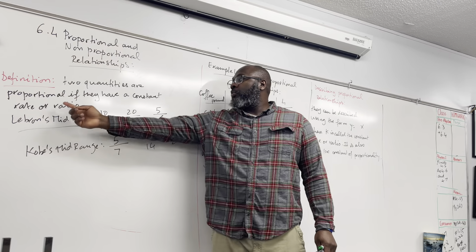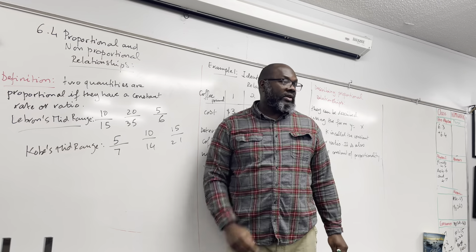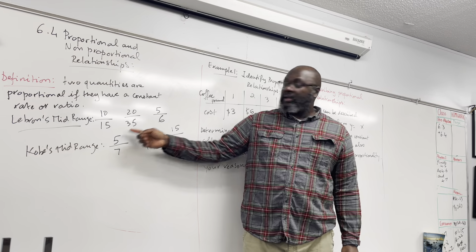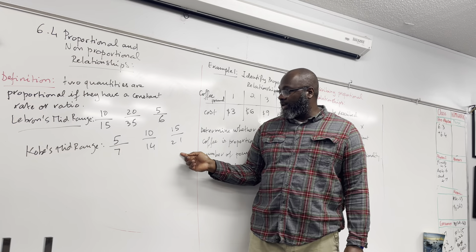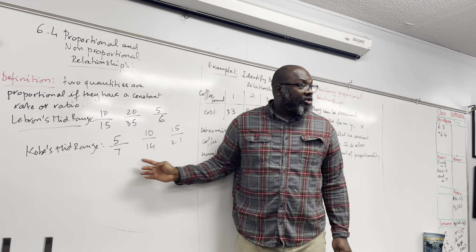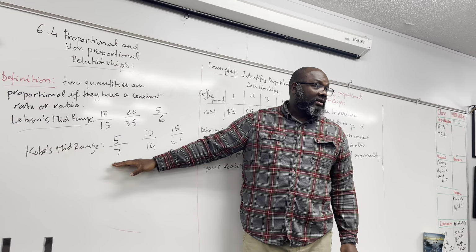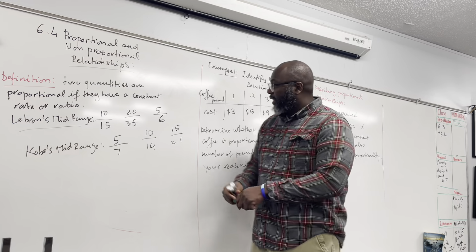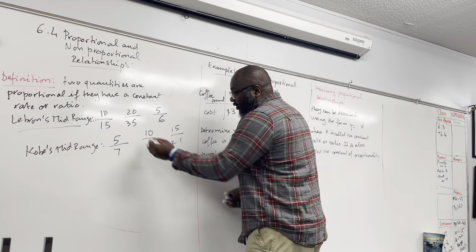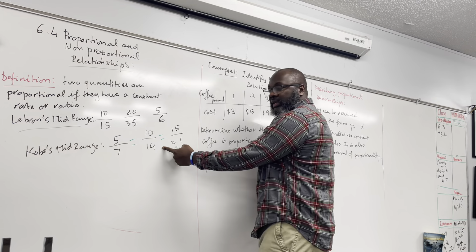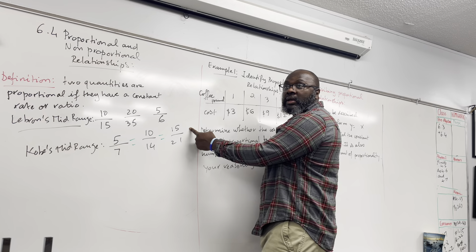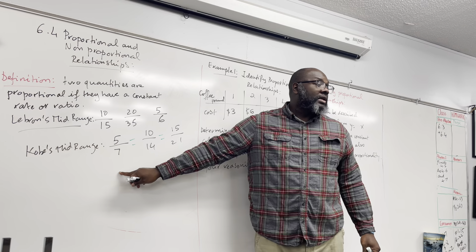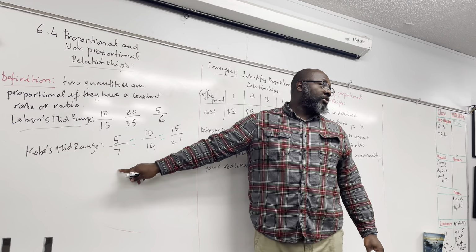Two quantities are proportional if they have a constant rate or ratio, right? Now, look at Kobe here. He made 5 out of 7, 10 out of 14 and 15 out of 21, right? That's proportional. Why? Because he's constant, right? He's shooting the same way every time. He's shooting at the same rate because 5 out of 7 is the same as 10 out of 14 and is the same as 15 out of 21, right? So that means for every 7 shots that he takes, he makes 5 of them. That's just constant. You want him on your team, right?